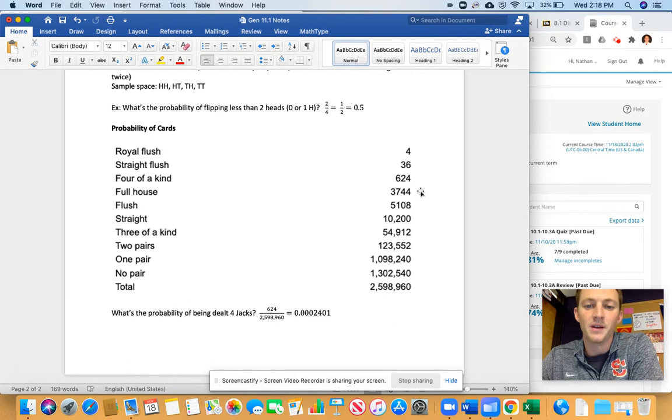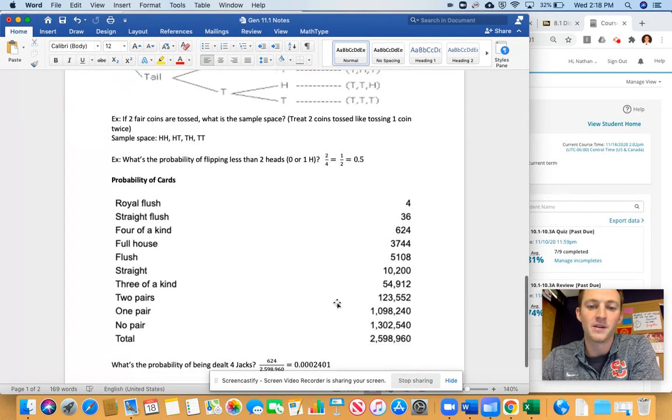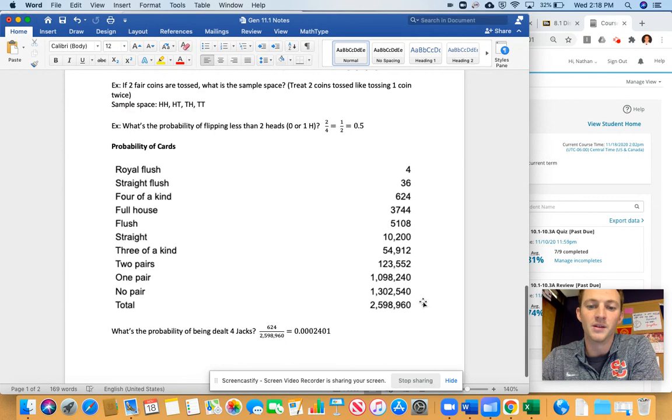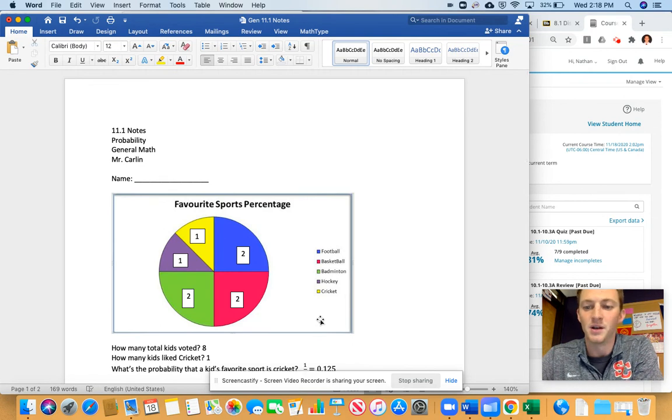Pretty much all we're looking for is the number of outcomes that you want to get, divided by the number of outcomes that are totally possible. So it's just a fraction, kind of like what we did up here with our sports pie chart. Take your 1 divided by 8, 1 over 8, get your decimal. Down here, take your 624 divided by that 2.5 million and get your decimal. Again, if you have questions, let me know.